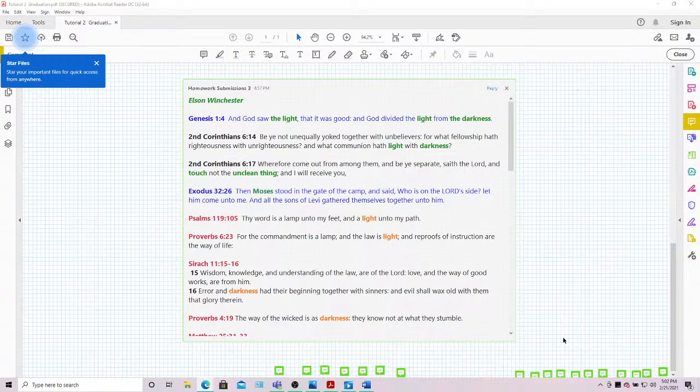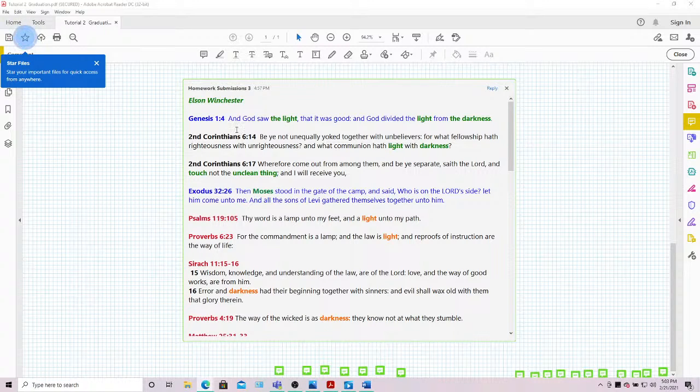Without further ado, we're going to get started with checking the homework assignments from the last week's precepts that I gave. I wanted some plumb line precepts that show the plumb line within Israel between mercy and wrath, depending on how we operate and deal with the Most High's covenant. The first person we have up is Brother Elson Winchester. We're going to look at his precepts, starting right at the top, at Genesis chapter 1, verse 4. That's his first precept.